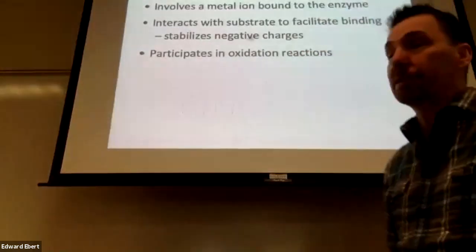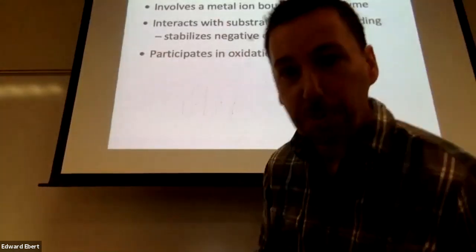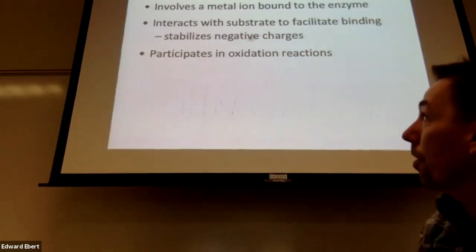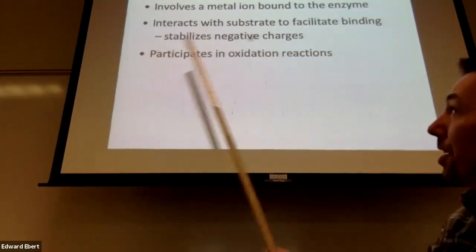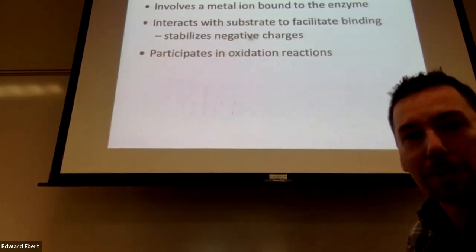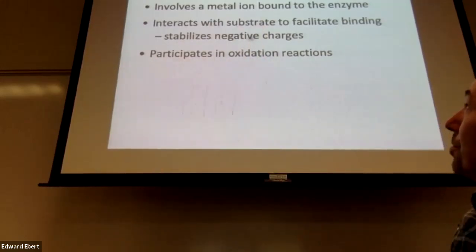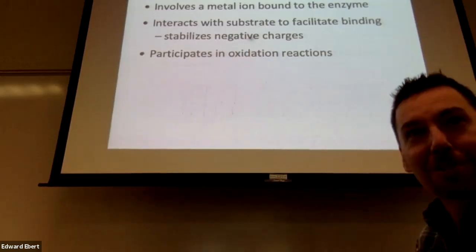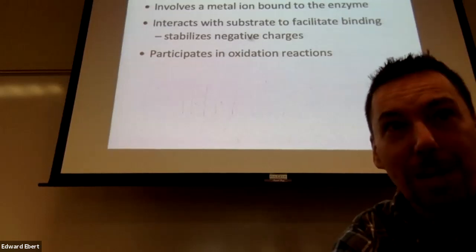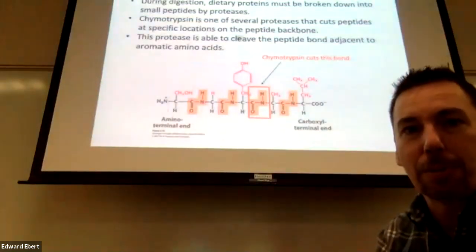Our metal ion catalysis, this is why we often have minerals that are specifically required in our diets. We got to have our iron, our copper, our vanadium, whatever. We have a metal ion that is bound to the enzyme. So there's our cofactor, metal ion cofactor. Remember back from chapter 3? It's going to interact with the substrate, and it can stabilize negative charges because we have this big honking positive metal ion in there. And of course, it can participate in redox reactions like we saw a little bit with our iron and the hemoglobin.